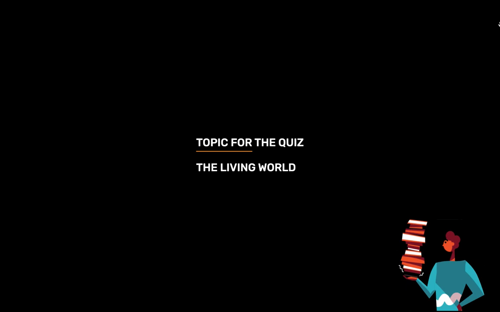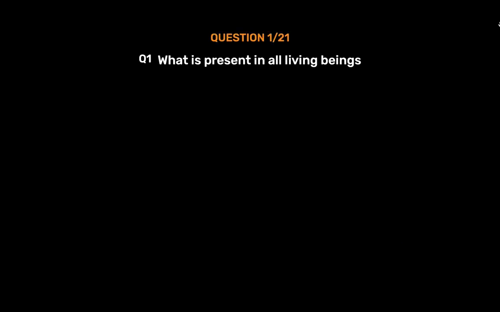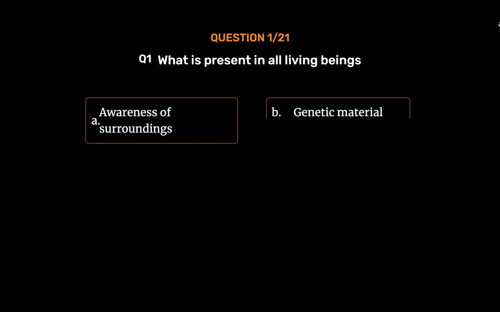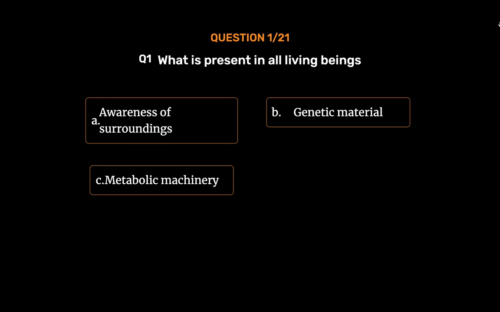Today's quiz is The Living World. Question number 1. What is present in all living beings? Option A. Awareness of surroundings. Option B. Genetic material. Option C. Metabolic machinery. Option D. All of these. The correct answer is Option D.